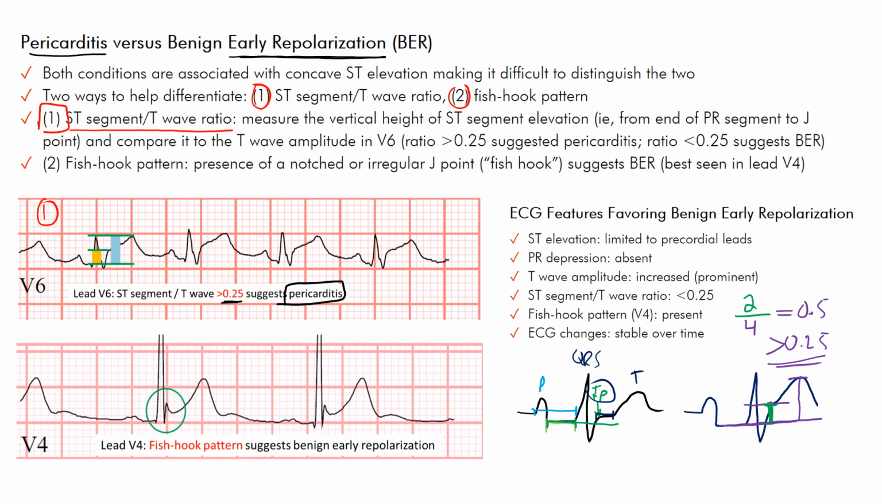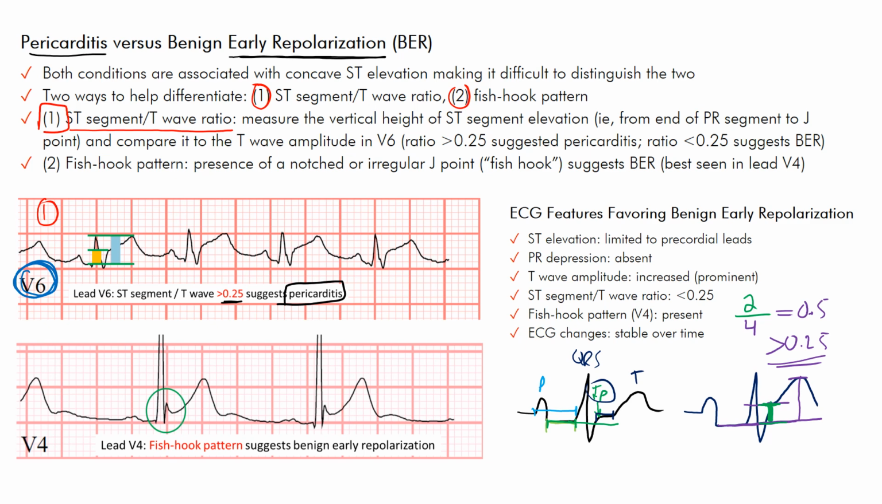Now, there's a specific lead you want to look at, and that is V6. So V6, not just any old lead, you want to look at V6. So hopefully that makes sense. This is the ST segment to T wave ratio, and if you have this at least a quarter, 0.25 or more, that suggests pericarditis. That's a very helpful way to use. So hopefully that makes sense.